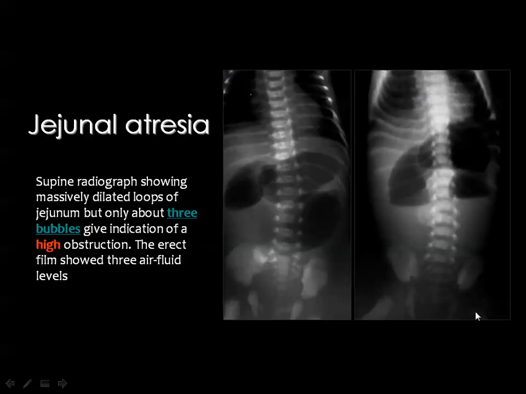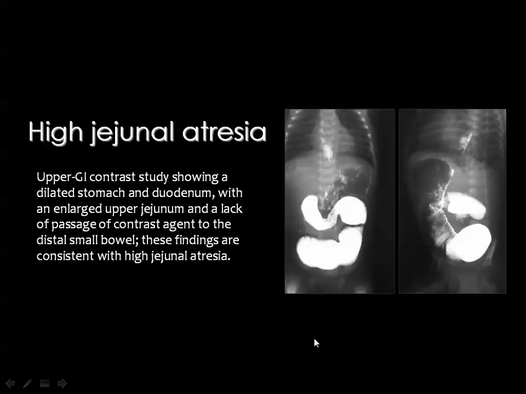Then the triple bubble sign means that there is high small bowel obstruction in the proximal jejunal loops. Three bubbles are seen in the stomach, in the duodenum, and in the proximal jejunal loop. If you give barium, you can see that the stomach is dilated, the duodenum is dilated, and the proximal jejunal loop is also dilated.